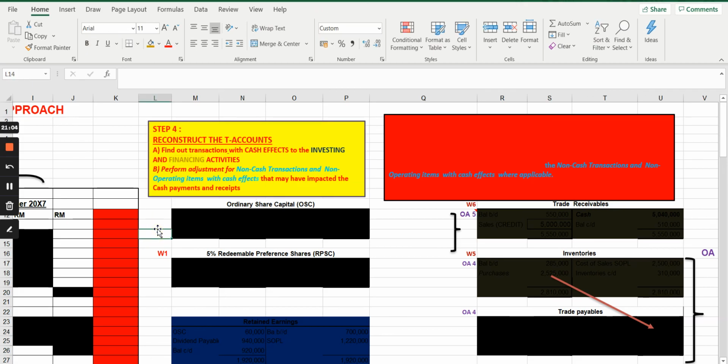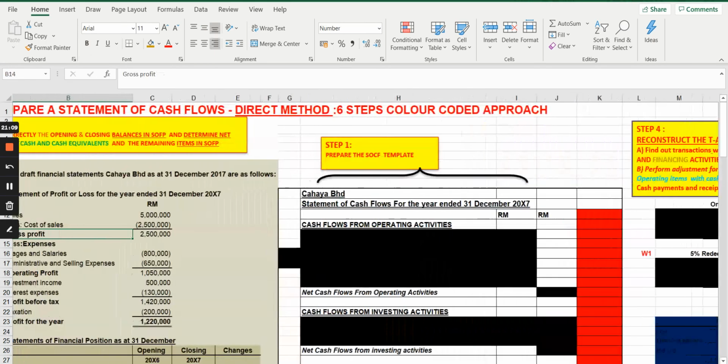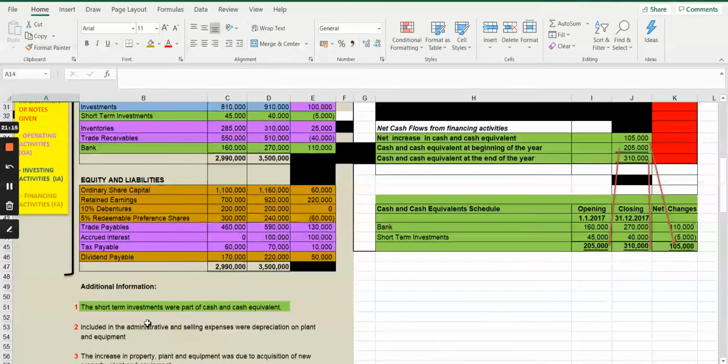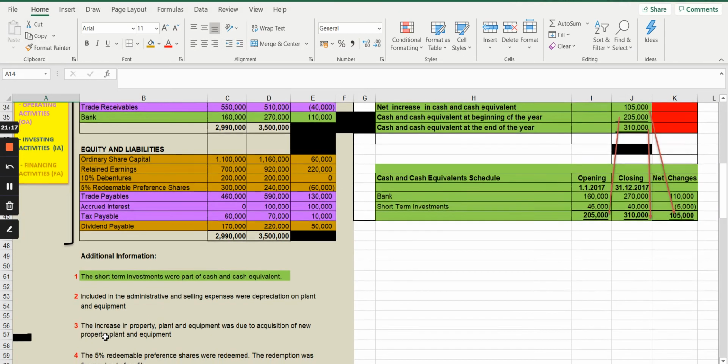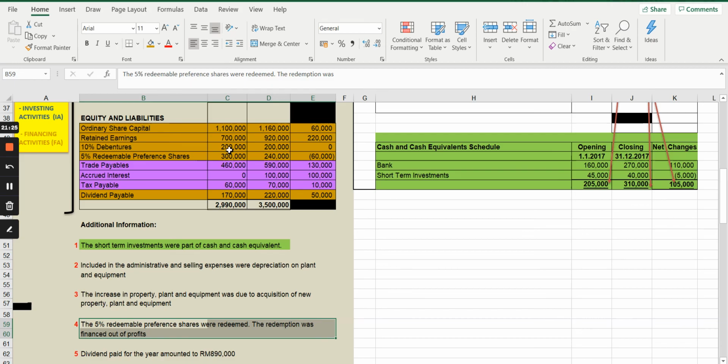All right, before we can do that, you can see that I've already prepared a few things there for you. So let's go to our additional information in case that might give you some better hints. If you look at the bottom there, we're going to find out what are the things related to financing activities. This is the one related to financing activities because that one is related to redemption of preference shares. Redemption of preference shares is where you repay your preference shareholders, which is your non-current liabilities.